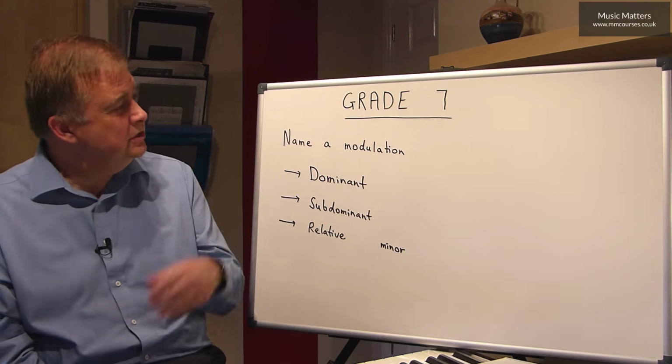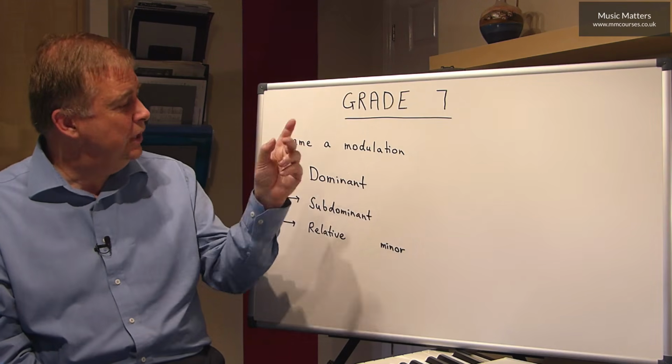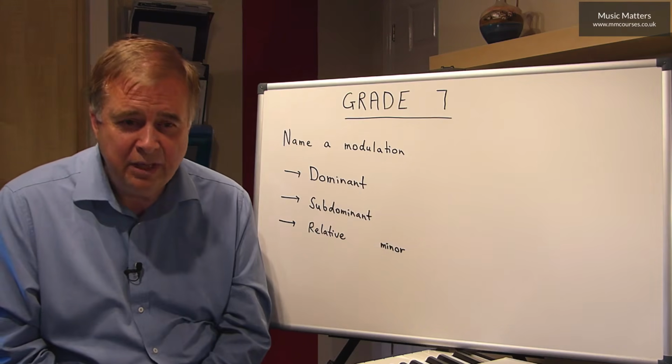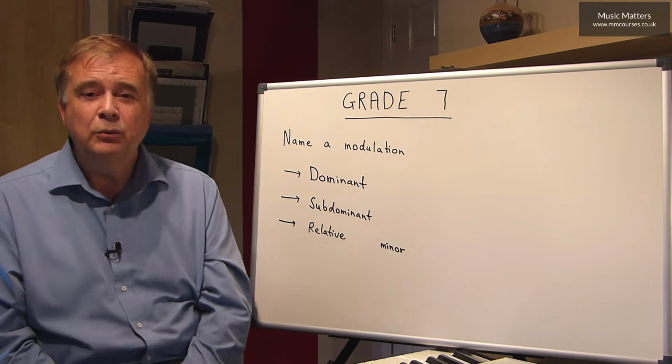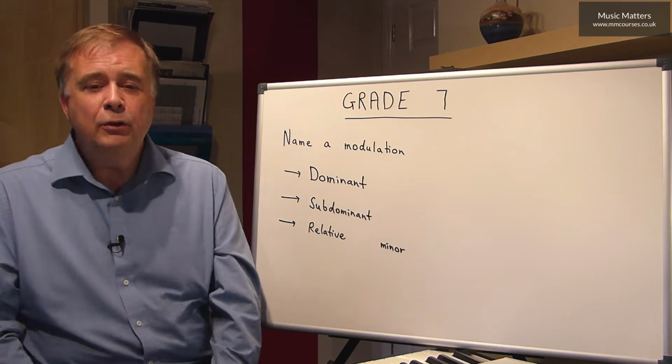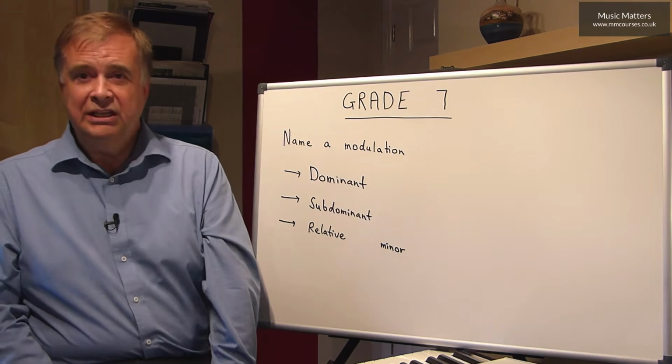So those are the options. We start in a given key, we go to the dominant, we go to the subdominant, or we go to the relative minor. And the original key will always be a major key. Okay, let's try a few real examples of this.